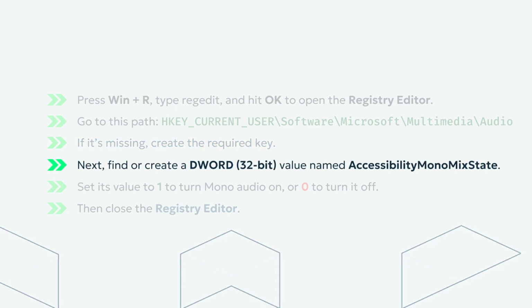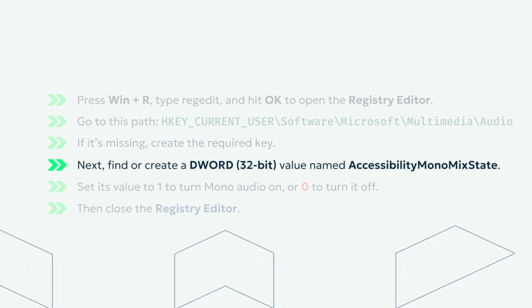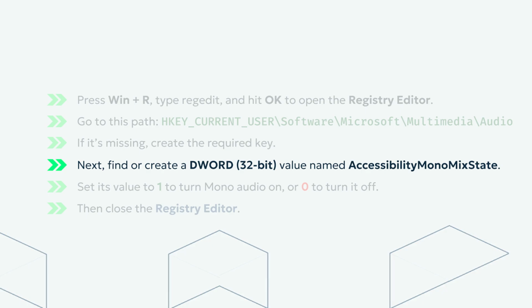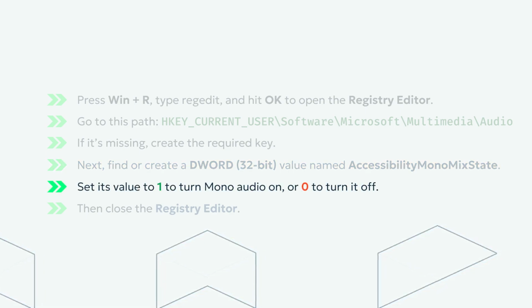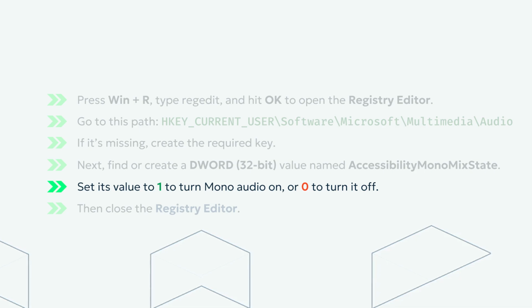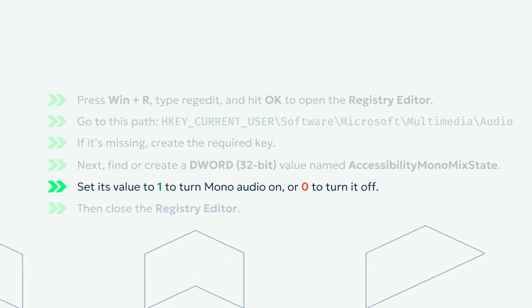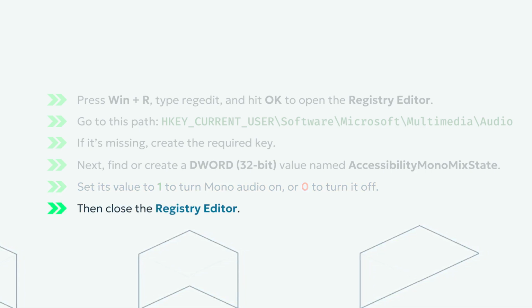Next, find or create a DWORD 32-bit value named AccessibilityMonoMixState. Set its value to 1 to turn mono audio on, or 0 to turn it off. Then close the Registry Editor.